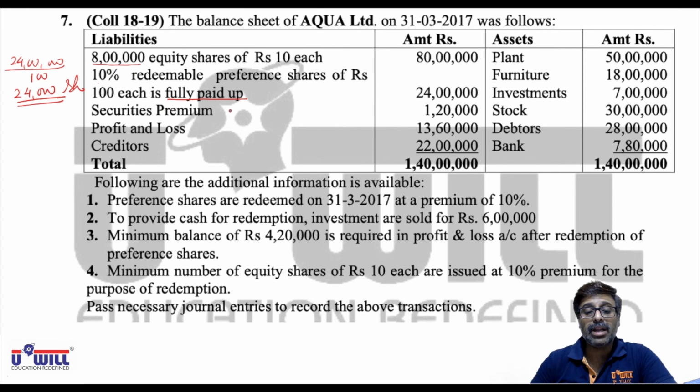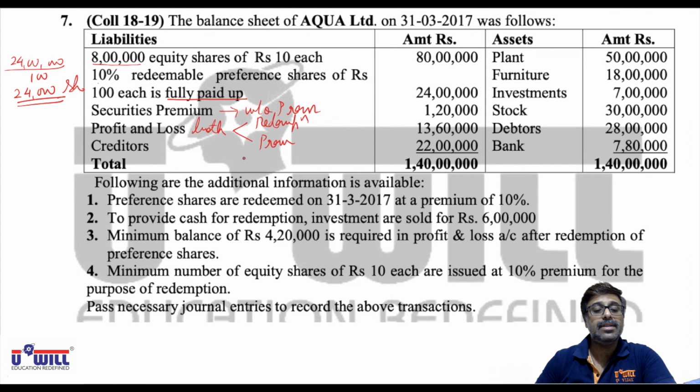Security premium account can be used for only writing off premium on redemption. Profit and loss account can be used for both. Both means it can be used for redemption of preference shares, as well as it can be used to write off premium. And other items of the balance sheet are of no relevance.